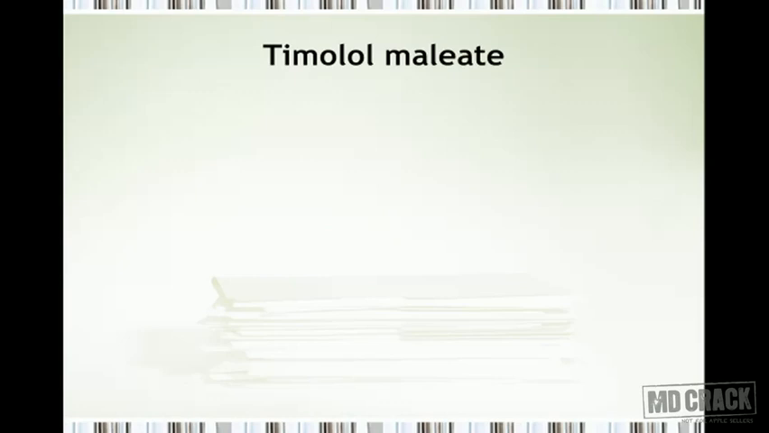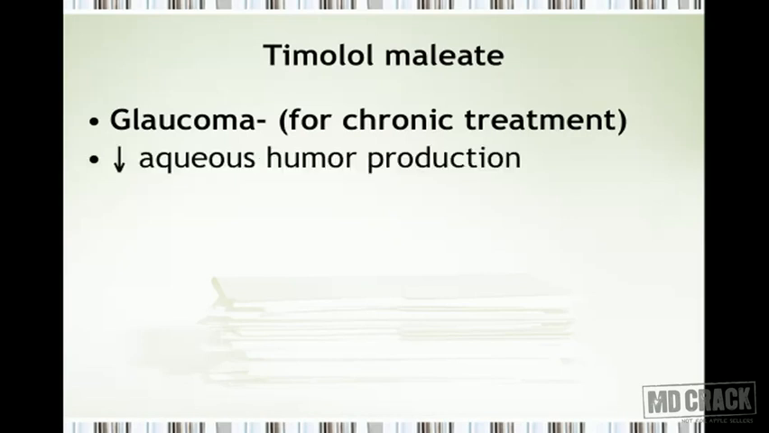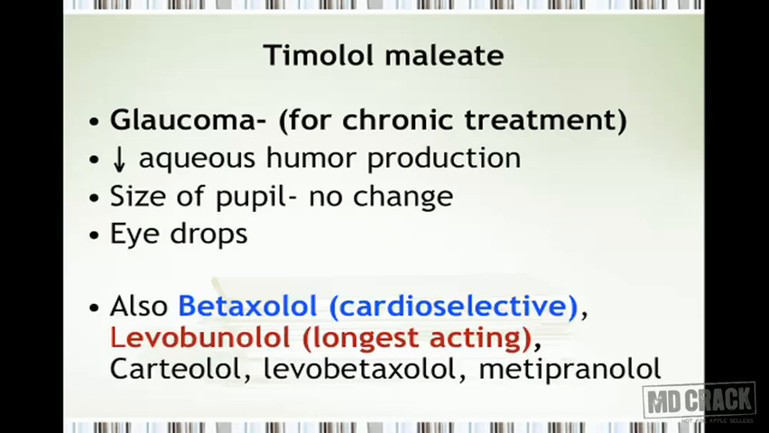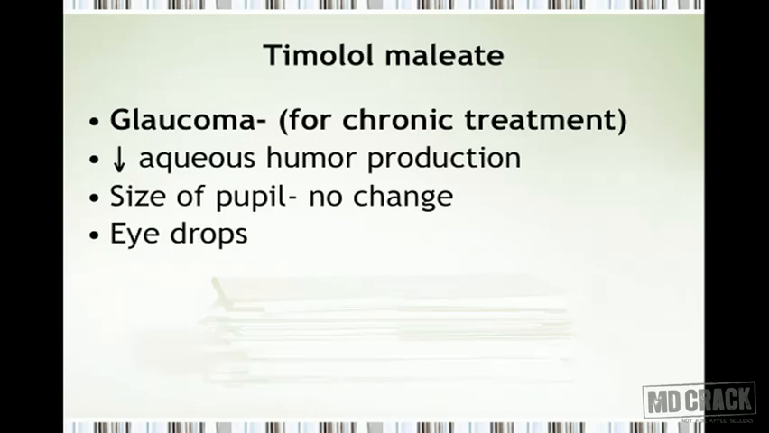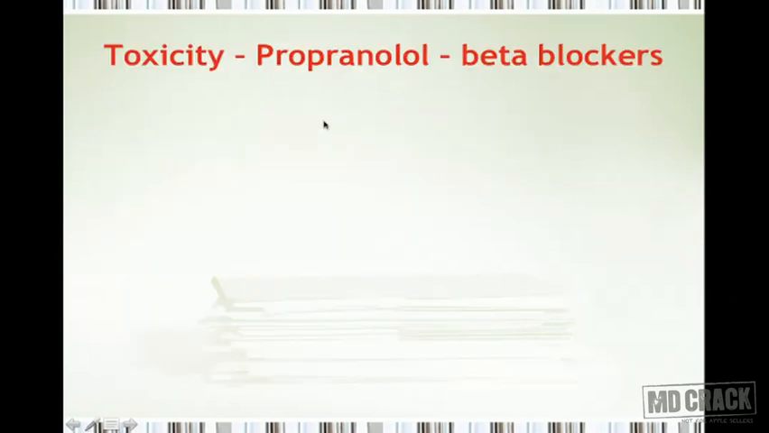Let me mention a special drug, that's timolol maleate. It's a beta blocker, and this could be useful for chronic management of glaucoma. It works by decreasing the aqueous humor production, and there's no change in the size of the pupil. It's available as eye drops. In addition to this, you have a cardioselective beta blocker, betaxolol, the longest acting beta blocker, levobunolol, carteolol, levobetaxolol, and metoprolol. All of them could be useful in the management of glaucoma.